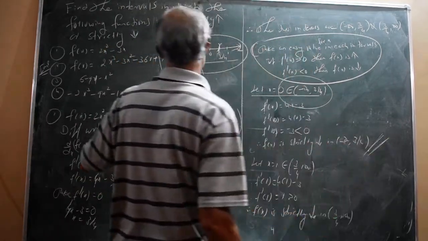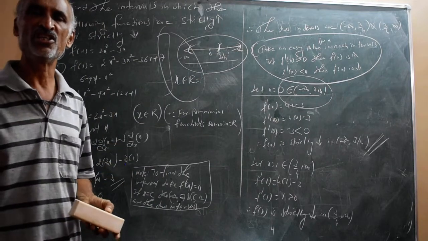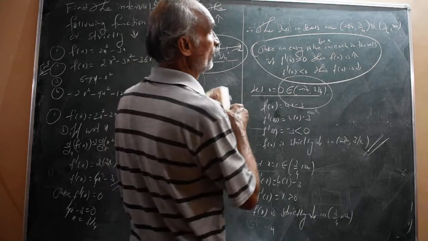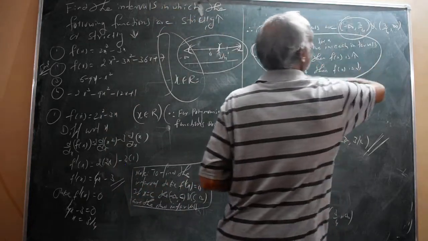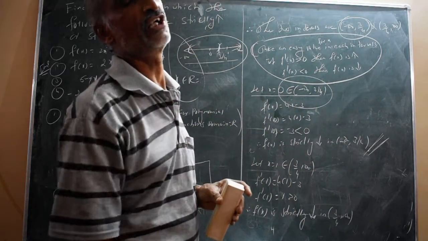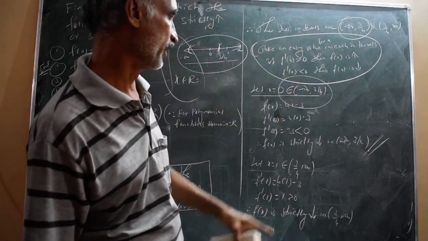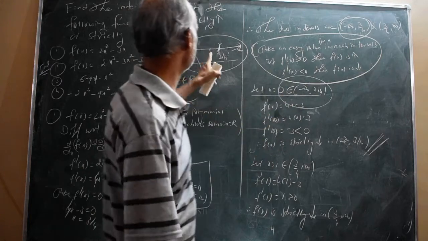Then the question: find the interval in which f of x is increasing or decreasing. Let us take the second interval. The first one is the interval where the curve is decreasing. The second one is 3 by 4 to infinity.